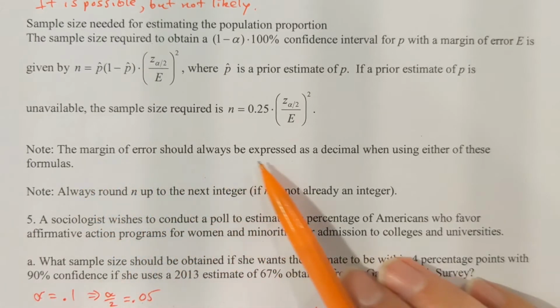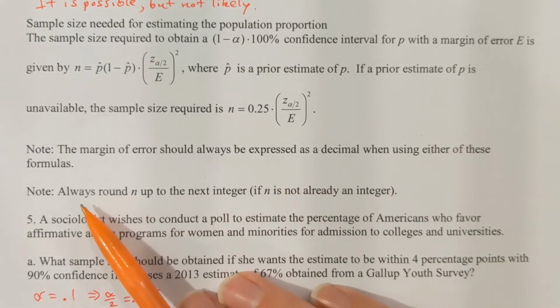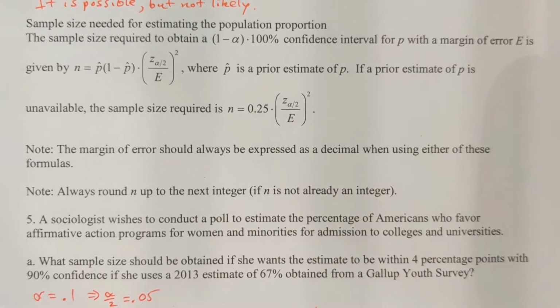The margin of error should always be expressed as a decimal when using either of the two formulas. Okay, and there's another note: always round n up to the next integer if n is not already an integer. The bigger the sample, the better, so increasing the sample size is a good thing, not a bad thing.